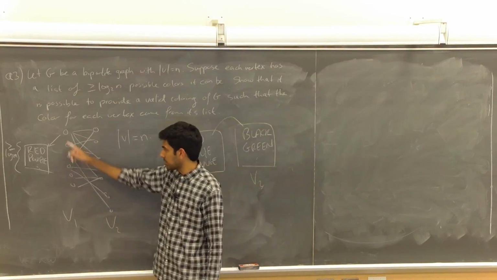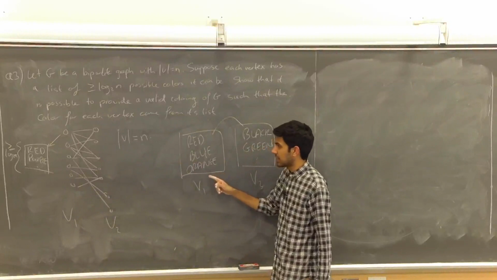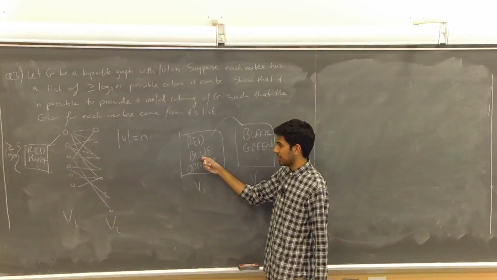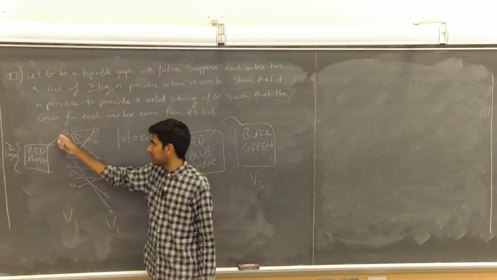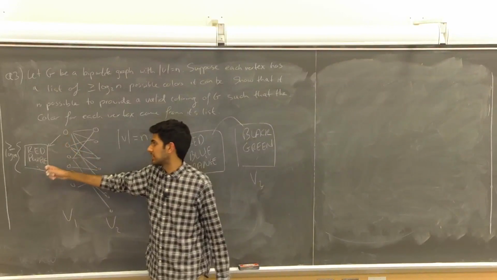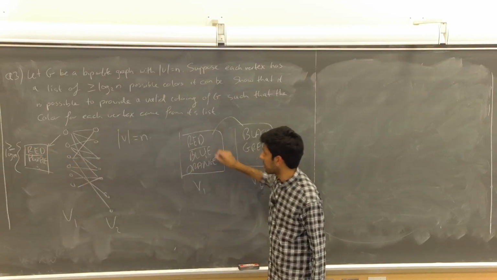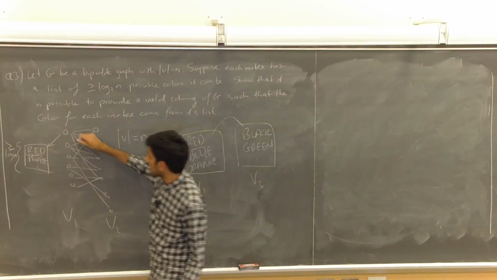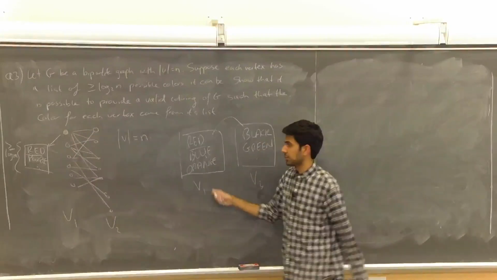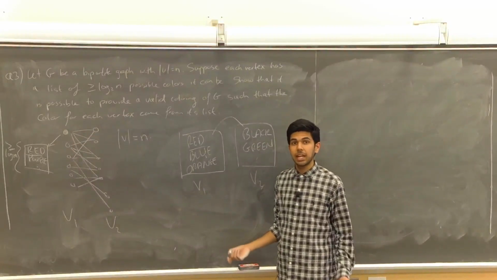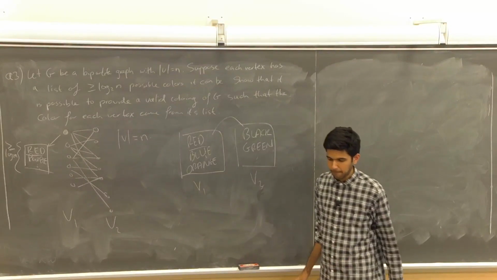We can only color these vertices in V1 with one of these colors if we can find a color in my reserved set that appears on the vertex's personal list. So in this case, I found red on its list. Red is one of my reserved colors, so I can color this one red. But if this guy doesn't have red, blue, or orange on its list, then I'm in a bit of trouble. So that's another thing to keep in mind.